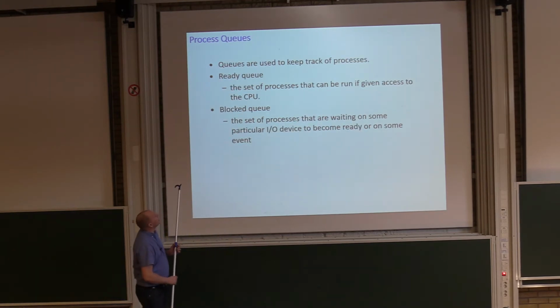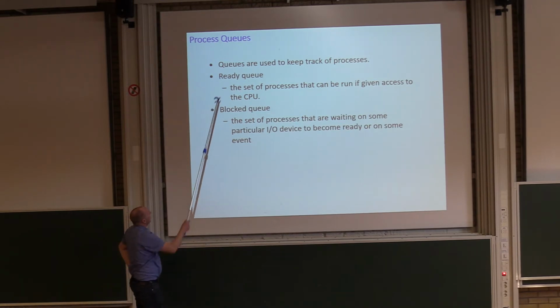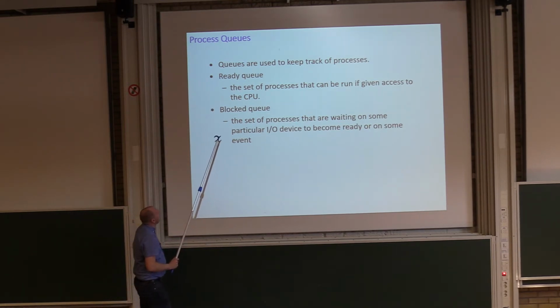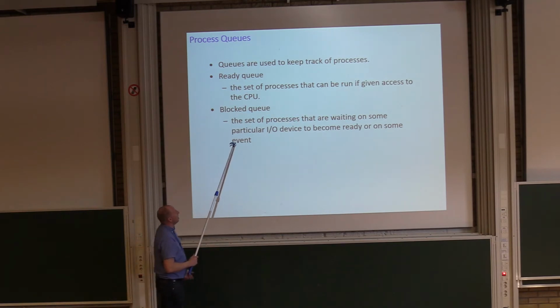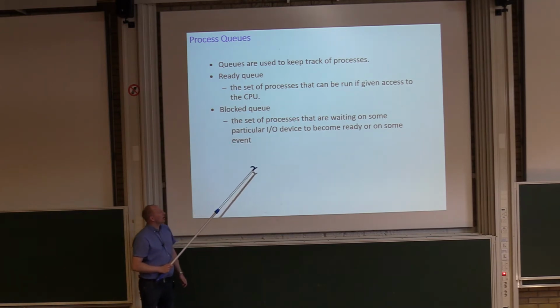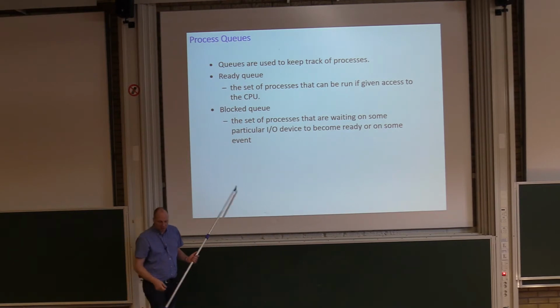And the scheduler will basically keep two different queues, the ready queue and the blocked queue. The ready queue is a set of processes that can be run if given access to the CPU. So it's all processes that would like to execute. And the blocked queue are all those processes that are waiting for some particular I/O device to become ready or for some event. For example, a timer to expire.